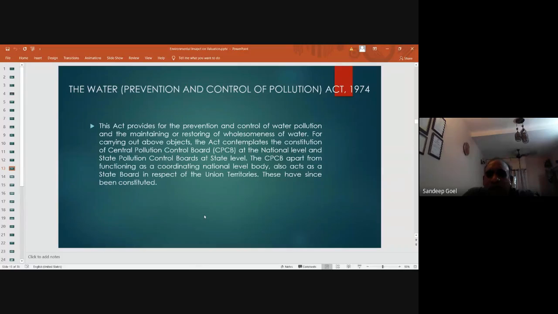For carrying out its objective, the act contemplates the constitution of the Central Pollution Control Board. To carry out this objective of improving the wholesomeness of water, the constitution of CPCB was recommended at the national level and State Pollution Control Boards at the state level. Like in Delhi, we have the Delhi Pollution Control Committee, DPCC. In Haryana, we have the Haryana State Pollution Control Board. In Himachal, we have the Himachal Pradesh State Pollution Control Board. What do they control? They control the pollution being discharged by the industries into the environment. The CPCB, apart from functioning as a coordinating national level body, also acts as a state board in respect of the union territories, which have since been constituted. Clear?